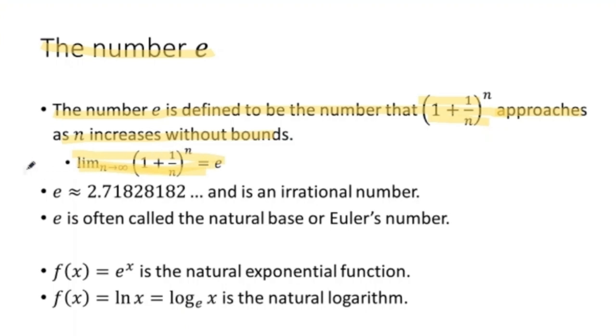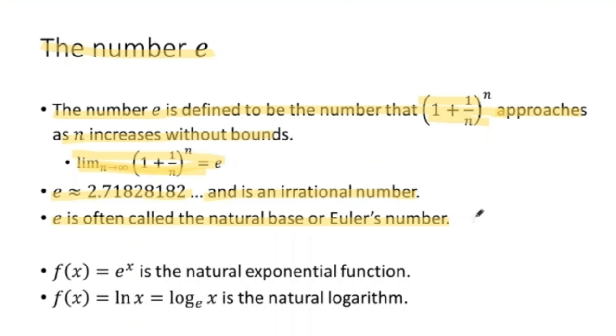If we plug in really, really large numbers for n in 1 plus 1 over n to the n, we can obtain that e is approximately 2.71828182. There are no patterns to the decimals. That's because this is an irrational number. Because of the uses of e in modeling natural events, e is often referred to as the natural base. It is also referred to as Euler's number, named after the mathematician who did a lot of work in using e to model phenomena.